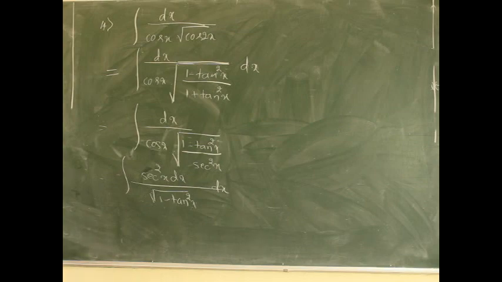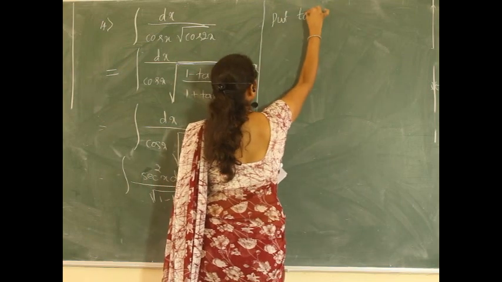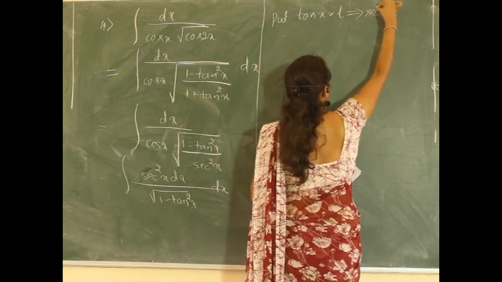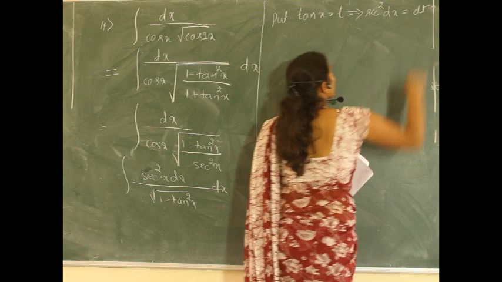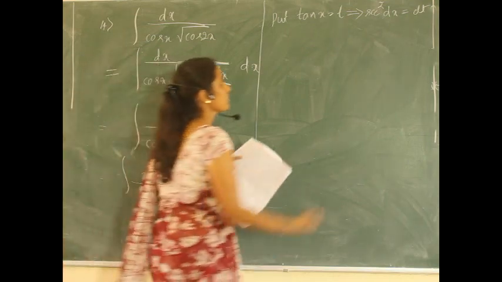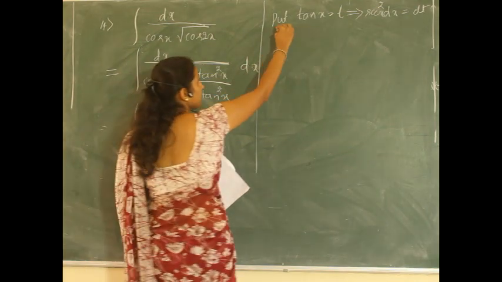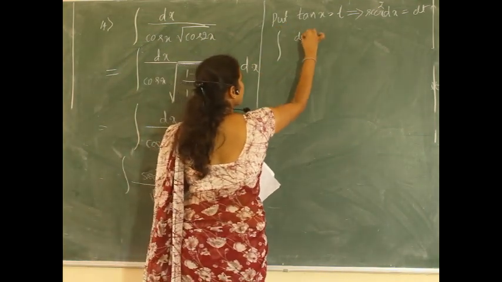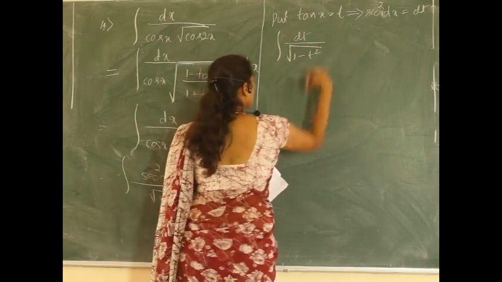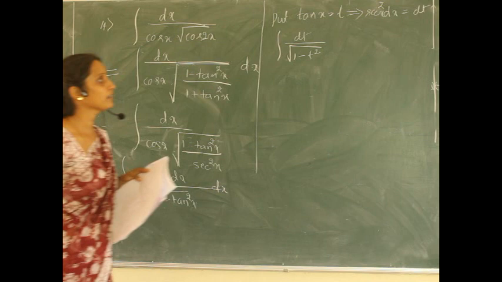After that we have to make the substitution: put tan x equal to t. This implies secant square x dx is equal to dt, by differentiating tan x equal to t. So substitute that in the given integral. What we get is the integral of dt divided by root of 1 minus t square.